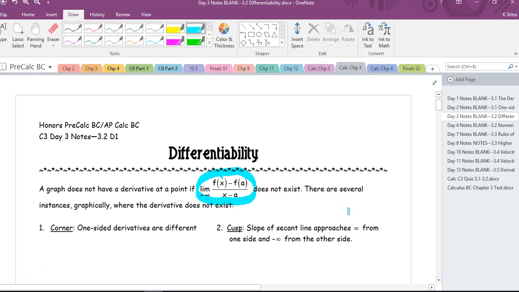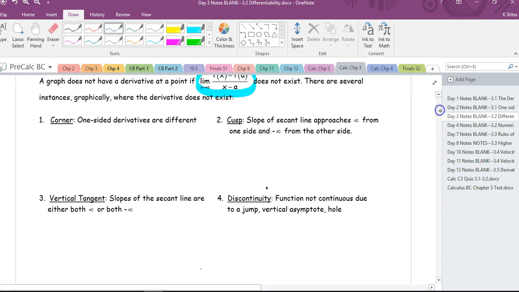So there are several instances graphically where the derivative does not exist, and we're actually going to start to classify those today. So the first situation, which we've seen most frequently, is called a corner. A corner is where the one-sided derivatives are different. So probably the big situation in which we've seen that is with an absolute value graph.